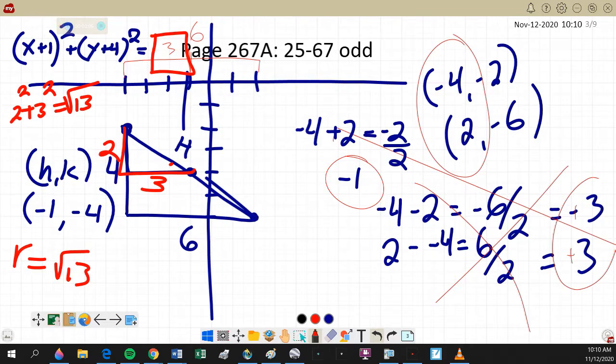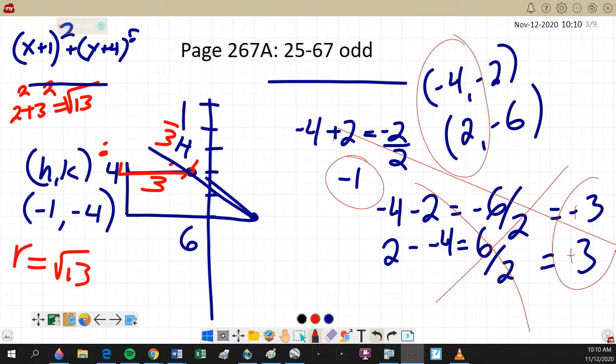So this distance from here to here is the square root of 13. The number that goes in the equation is r squared. So if r is root 13, then r squared is just 13. That is the equation of the circle.